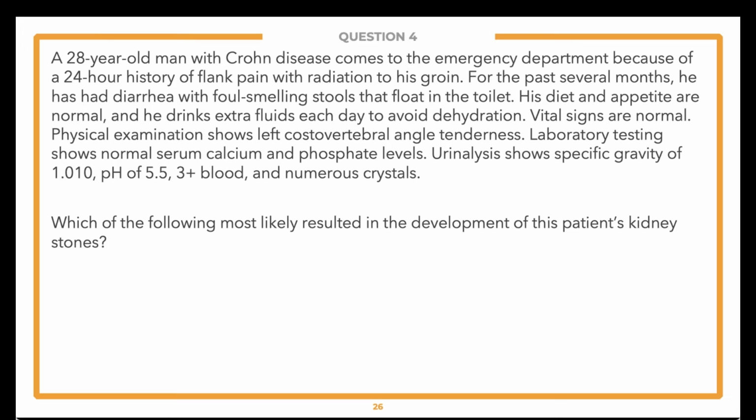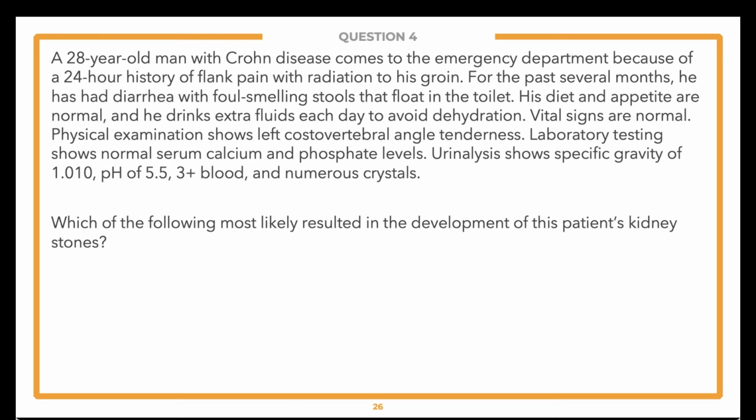Okay, so again, the lead-in. Which of the following most likely resulted in the development of this patient's kidney stones? Think about how many steps it's going to take you to solve this one. Let us know down there in the question box as I turn it over to Abraham.